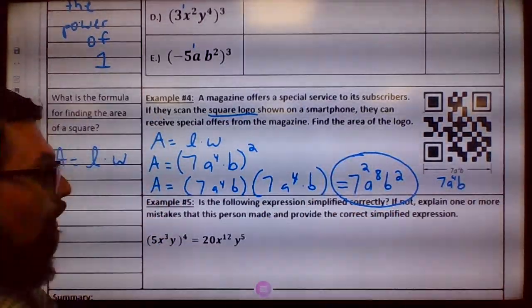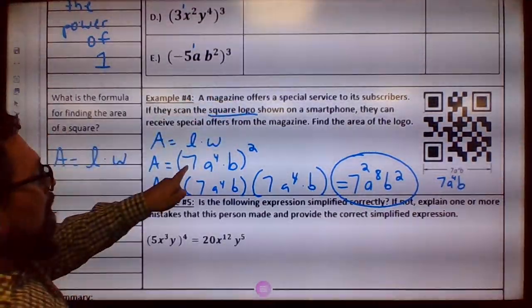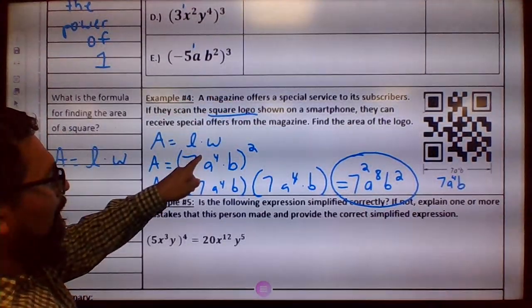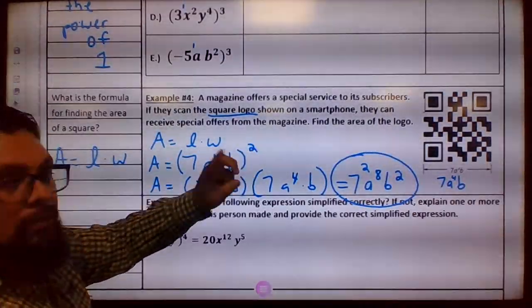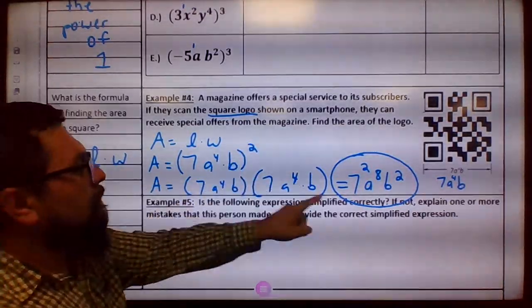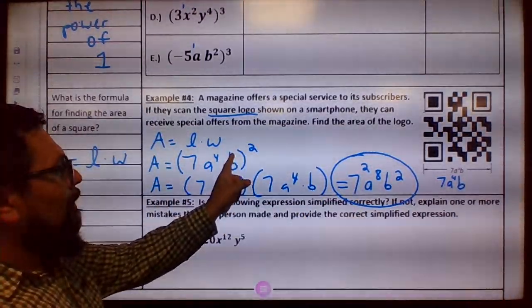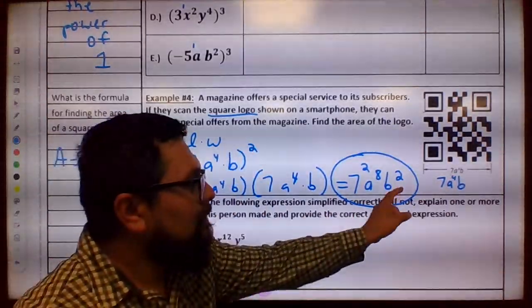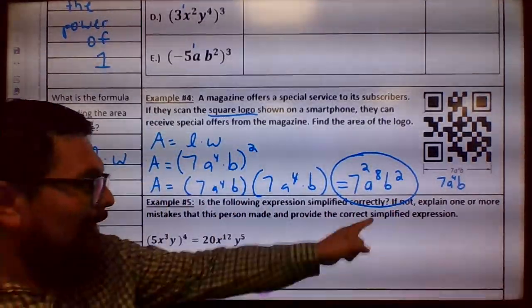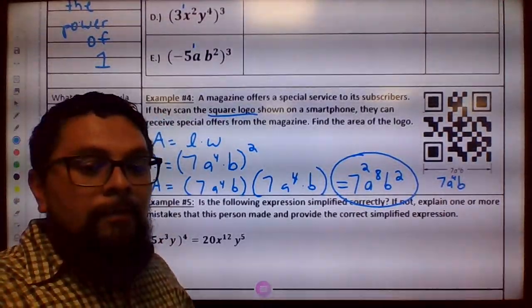Now, it would have given it to us from here. Watch. 7, there's a 1 right there, yes? What's 1 times 2? 2. There it is. What's 4 times 2? 8. There it is. And then there's a 1 here. 1 times 2 is 2. That is the area of that logo. We are done with example number 4.